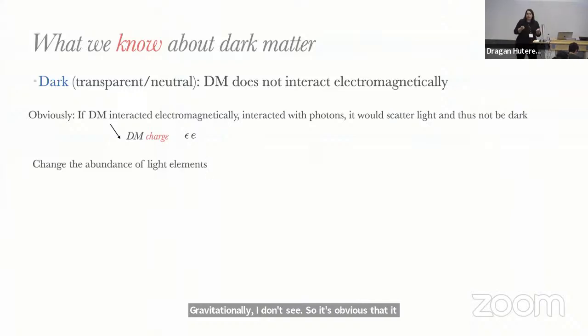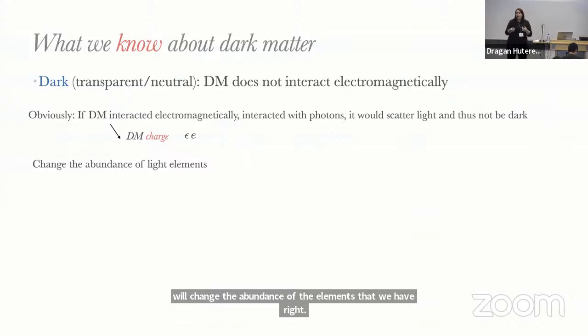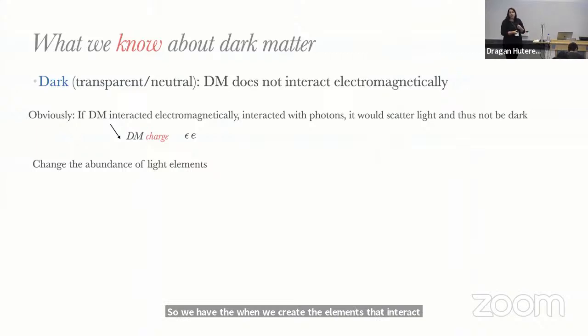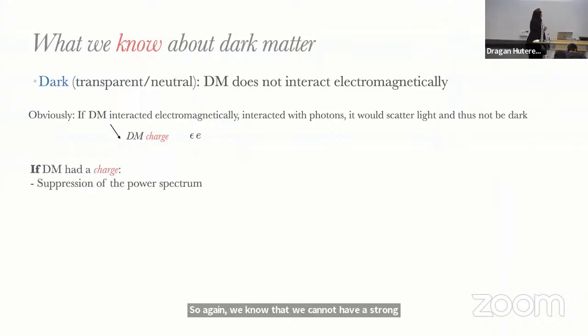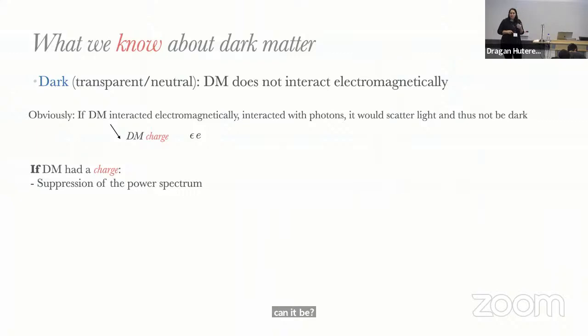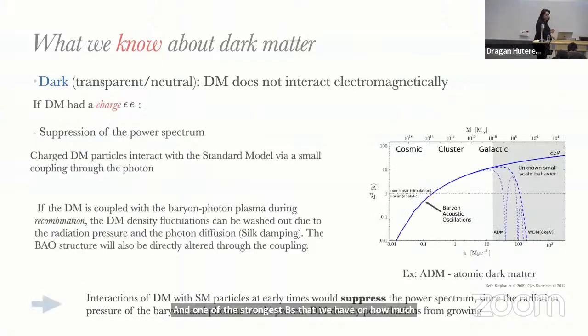Also, imagine if this interacts electromagnetically, this would change the abundance of the elements that we have, right? When we create the elements that interact through the electromagnetic force, if I have an extra force there, this would change the abundance of the light elements in our universe. So again, we know that we cannot have a strong electromagnetic interaction. But how strong? Again, we're talking about bounds here. That's what is important for model building. So how strong can it be? One of the strongest bounds that we have on how much dark matter can interact with photons comes actually again from the power spectrum, from the suppression of the power spectrum.